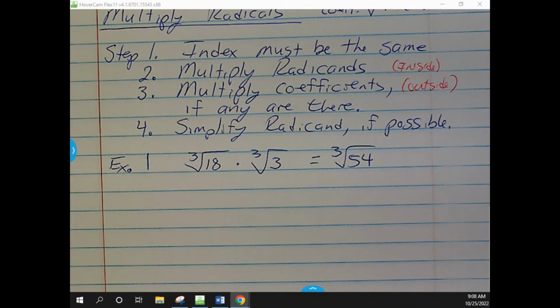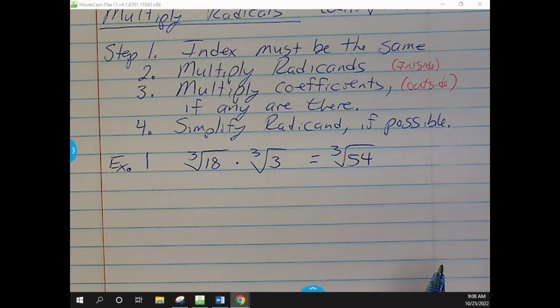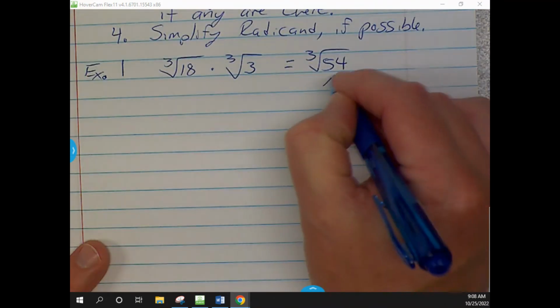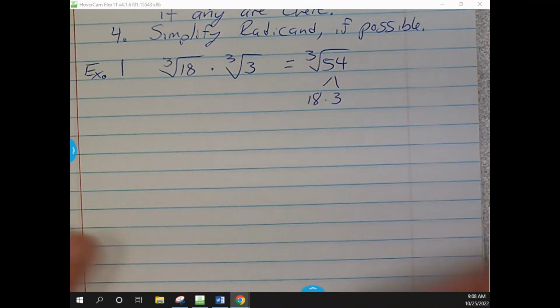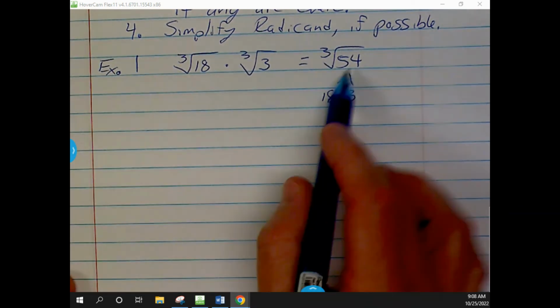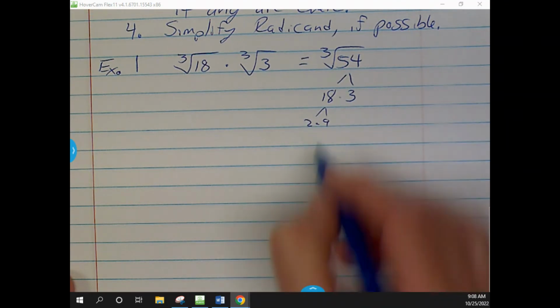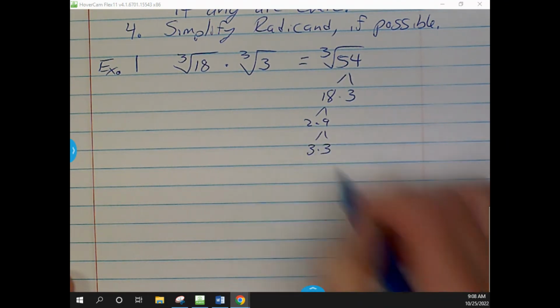Now, before you freak out on this one, especially when the numbers are big, and if you multiply together it's like 724, and you're like, how am I going to do that? You did 18 times 3 to get 54, right? So let's just break it down as 18 times 3, because those are the two numbers we used to multiply. So just go ahead and break it down that way. Now we can do 18 as 2 times 9, and 9 would be 3 times 3.